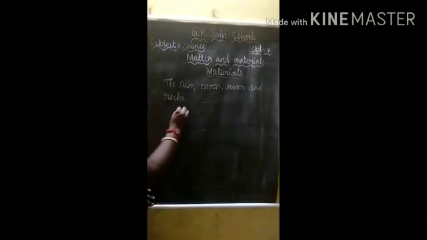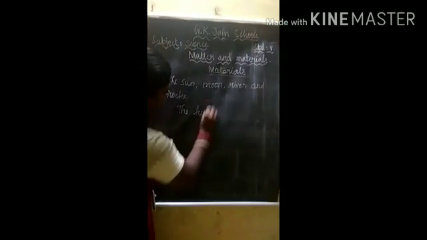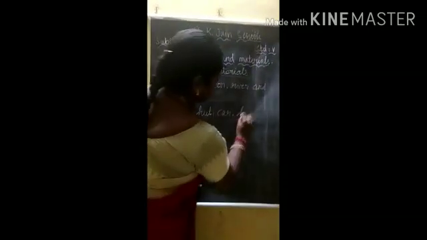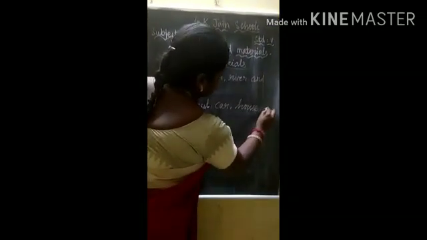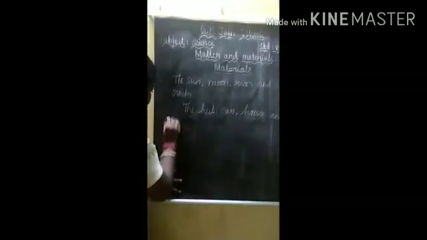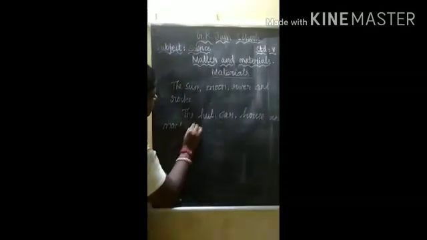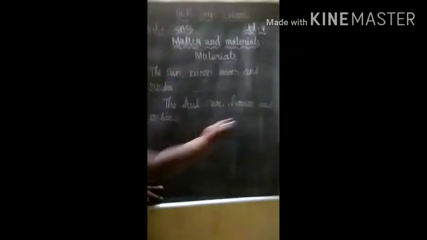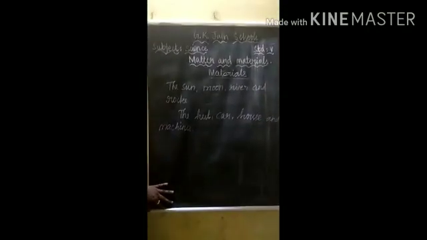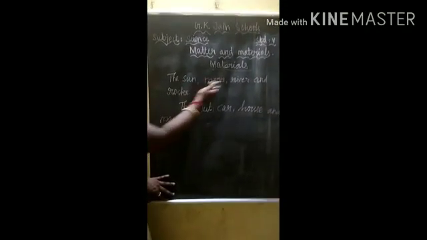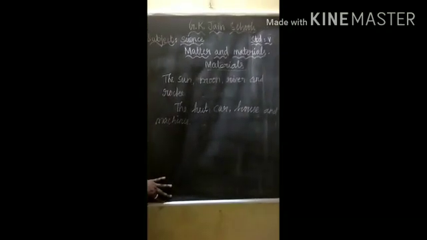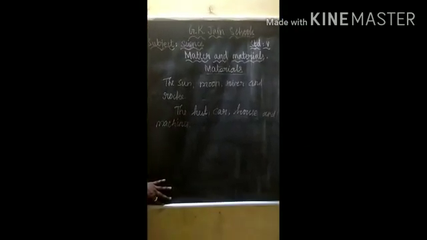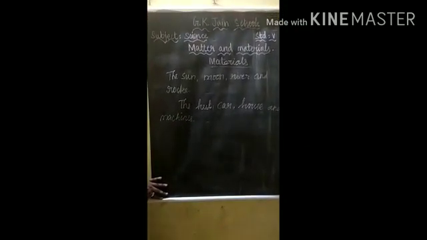The hut, car, house and machines. These are all made by man. These are all man-made things. These are the examples for man-made things. The sun, moon, river and rocks are the examples of natural materials. These are the man-made materials. These materials are made by the man.